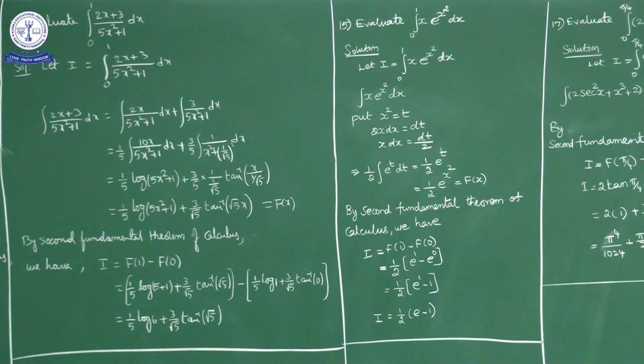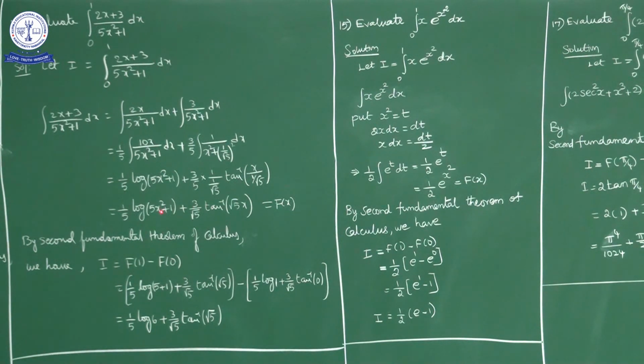By the second fundamental theorem of integral calculus, what is I? I is equal to f of b minus f of a, nothing but f of upper limit minus f of lower limit. So what is the lower limit here? 0. What is the upper limit here? 1. So f of 1 minus f of 0. If you put 1 in place of x, what we get? 1 by 5 log of 5 into 1 square plus 1, log of 5 plus 1, plus 3 by root 5 into tan inverse of root 5 into 1, tan inverse of root 5, minus f of 0.